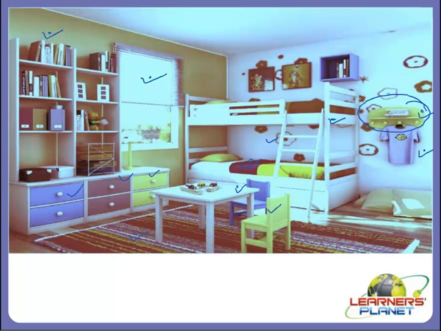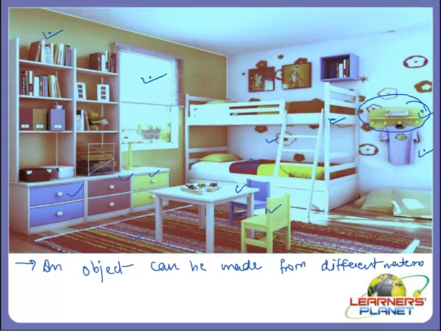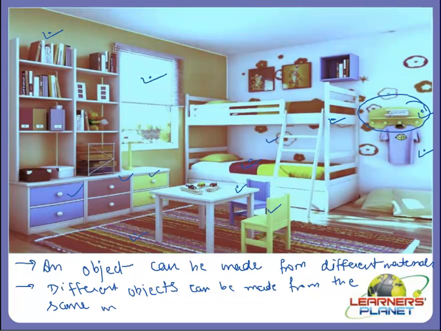So, what can we conclude out of all these things? Yes, we can conclude that an object can be made from different materials. Secondly, different objects can be made from the same material.